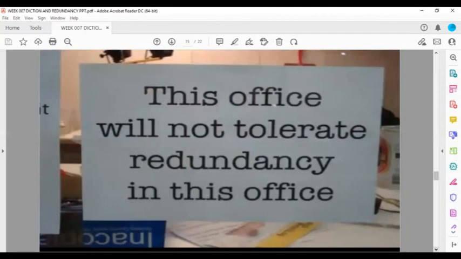So let's say, for example, this office will not tolerate redundancy in this office. As we read the entire sentence, it conveys that that is redundancy. So we have to correct that.